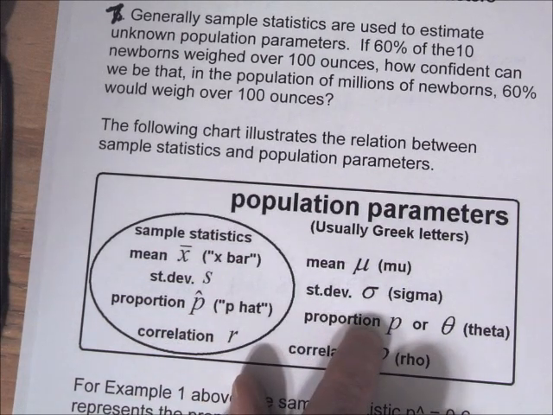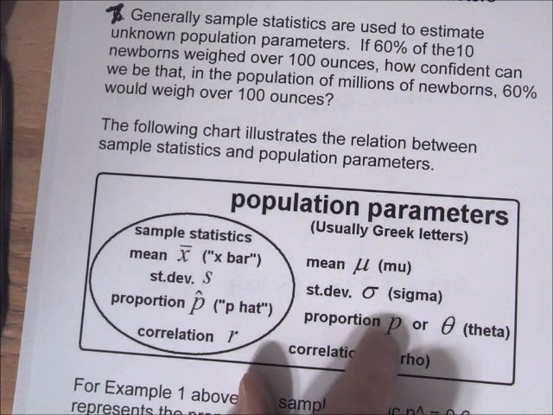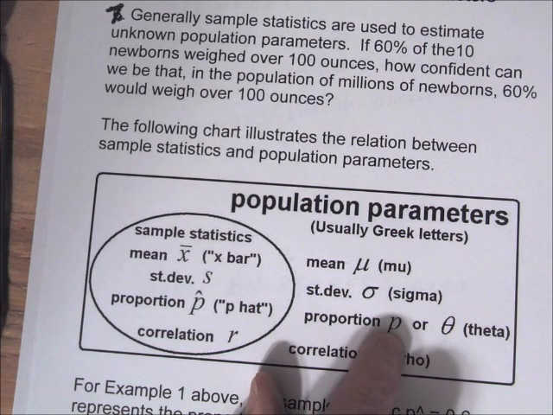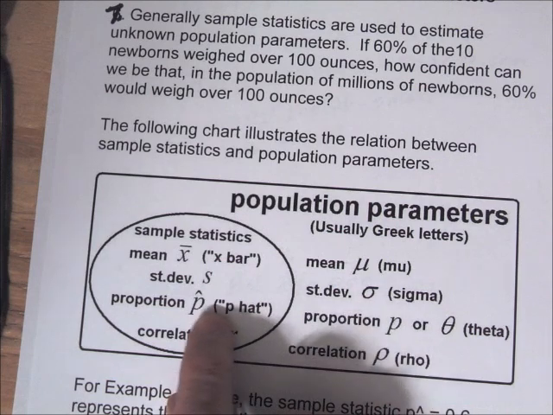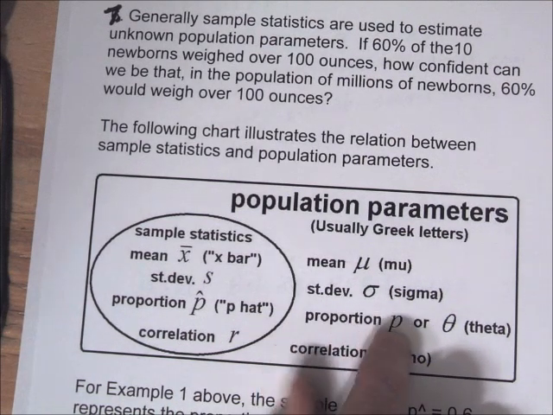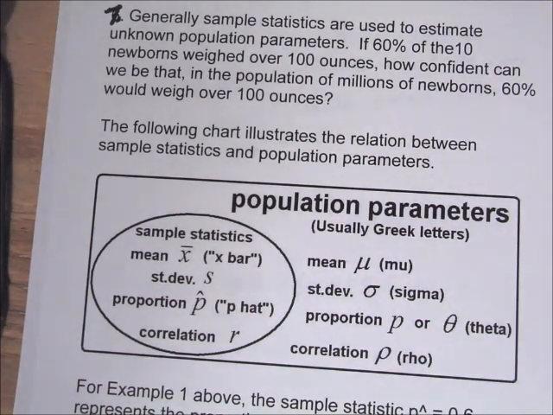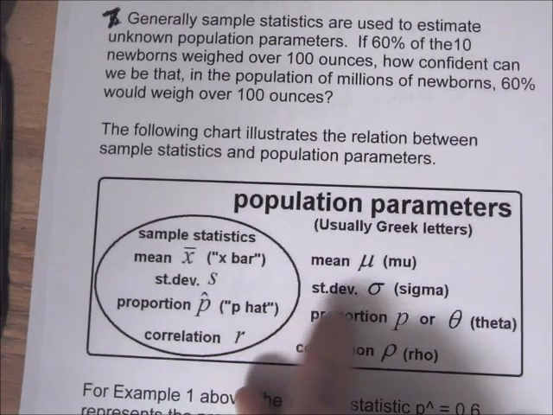We don't really know the proportion favoring Biden in the entire population of millions. It would be expensive to ask everyone in the whole voting population what their preference was. So we use the number from the sample, the sample proportion p hat, which would be the 44%. The population proportion favoring Biden in the entire population is unknown, but it's represented by the letter P. Some books use the Greek letter theta. It's very common to use Greek letters to represent the unknown population parameters.